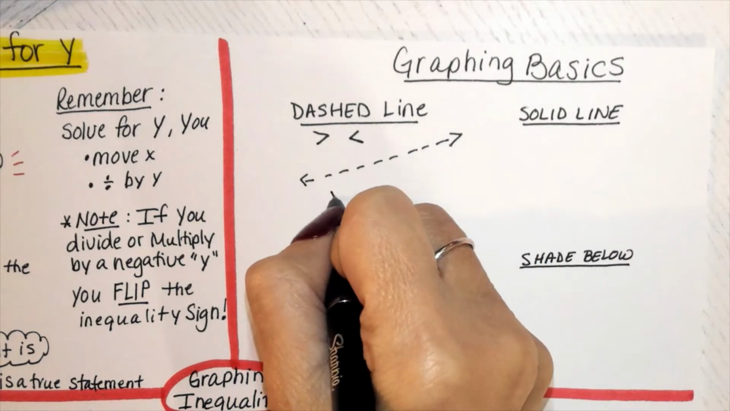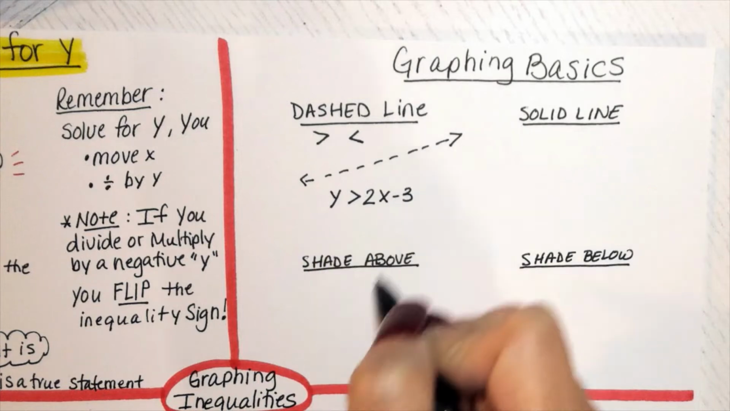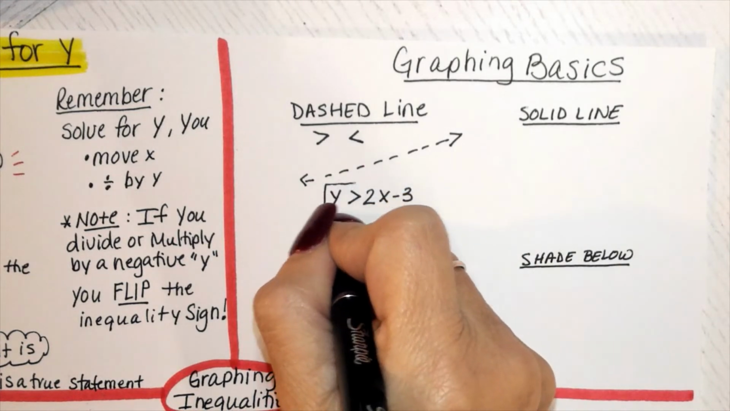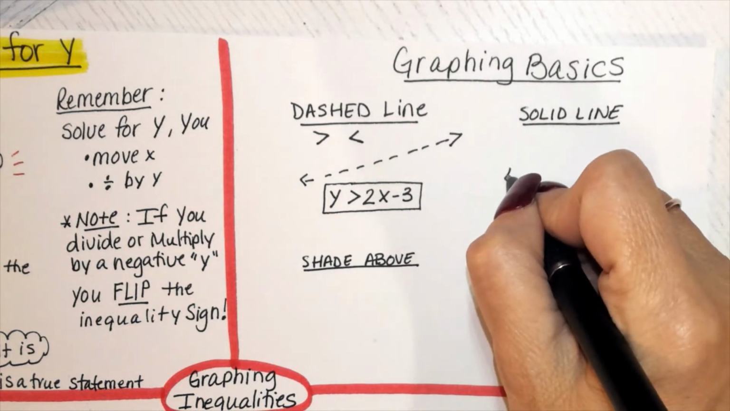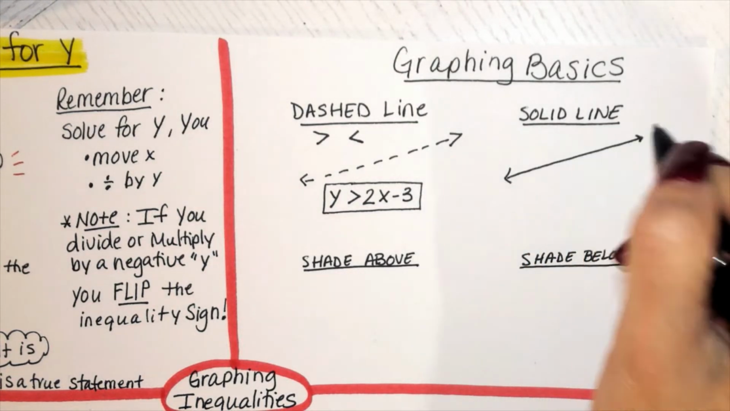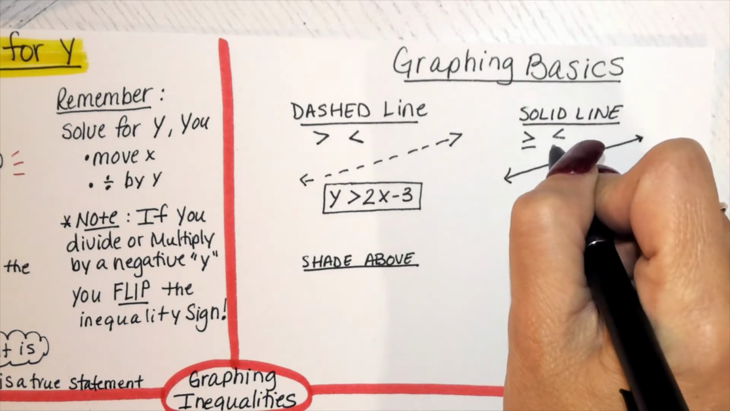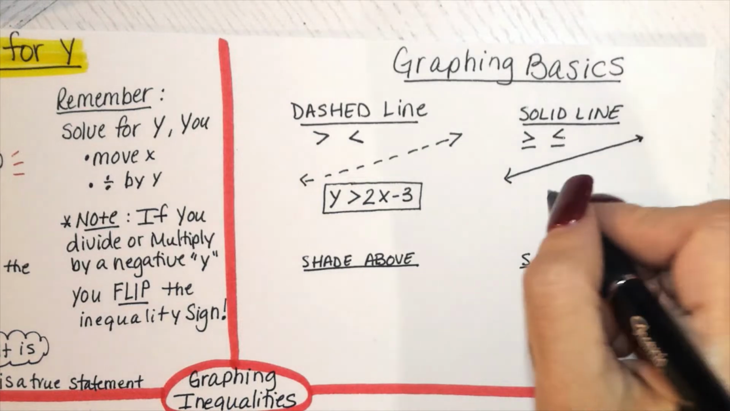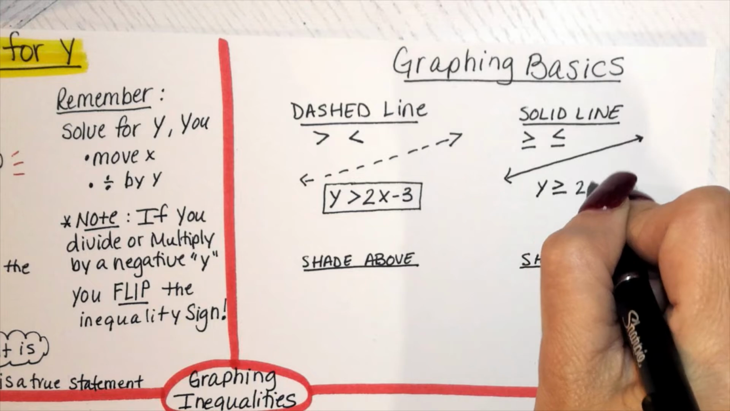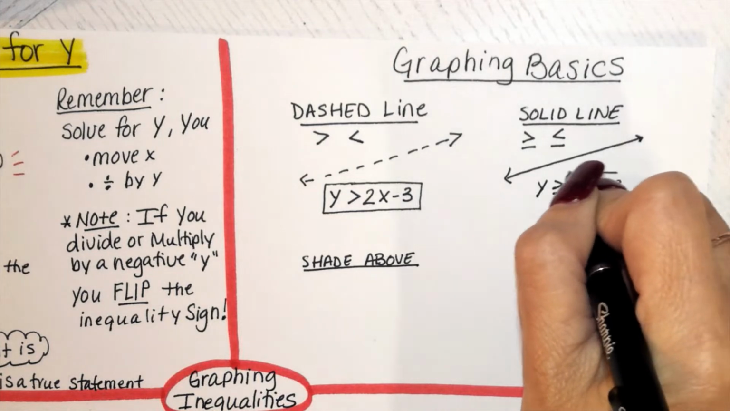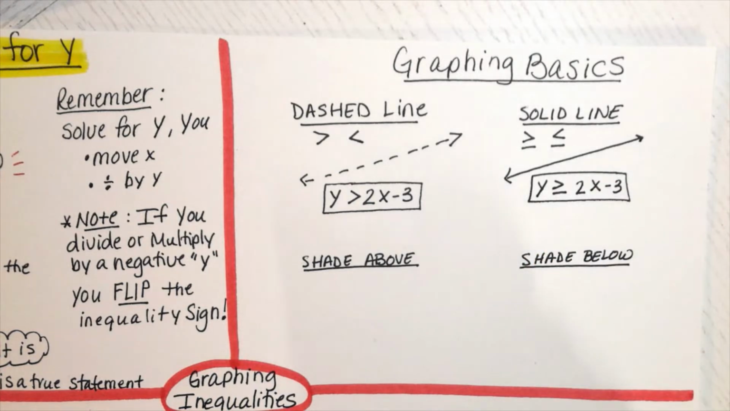An example might be y is greater than 2x minus 3. That might be an example. That would be a dashed line. Then we would have a solid line if we had greater than or equal to and less than or equal to. And this might be y is greater than or equal to 2x minus 3. So you can kind of see the difference in those. And the big thing is that equal sign under there.